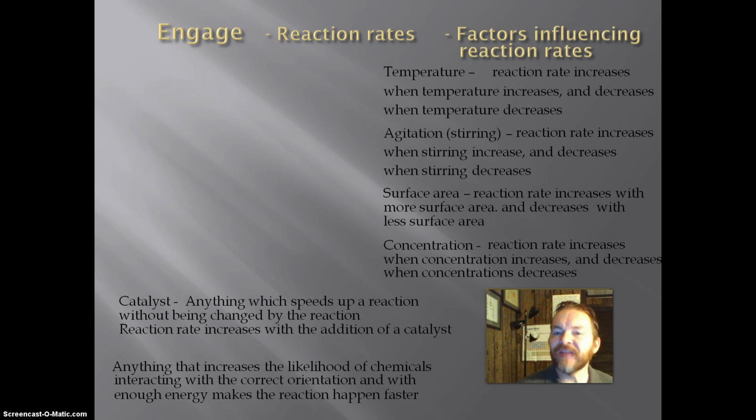So as we look at the factors influencing reaction rate, they are as follows. Temperature. Reaction rate increases with increasing temperature. Stirring. Reaction increases with stirring. Surface area. Reaction increases with more surface area. Concentration. Reaction rate increases when concentration increases. And a catalyst. A catalyst always speeds up a reaction. So of the five things that we have, an increase in any of our factors will increase our reaction rate. A decrease in any of our factors will decrease the reaction rate. Here's the end of the module on reaction rate.